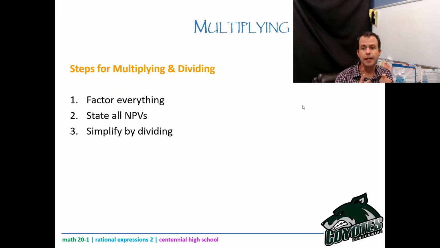Okay? Then you want to simplify by dividing out binomials that are the same or factors that are the same on the top and on the bottom. As long as it's multiplication, anything on top can go with anything on the bottom, right? They don't have to necessarily be on the same fraction because with multiplication, all that top is going to come together and all that bottom is going to come together anyway. Okay.